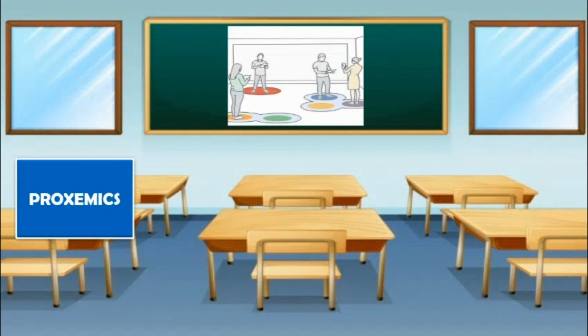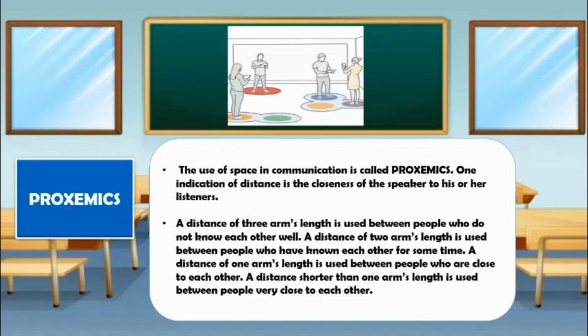Proxemics. Speakers must make use of the space around them properly. The use of space in communication is called proxemics. One indication of distance is the closeness of the speaker to his or her listeners. A distance of 3 arms length is used between people who do not know each other well. A distance of 2 arms length is used between people who have known each other for some time. A distance of 1 arm's length is used between people who are close to each other. A distance shorter than 1 arm's length is used between people who are very close to each other.